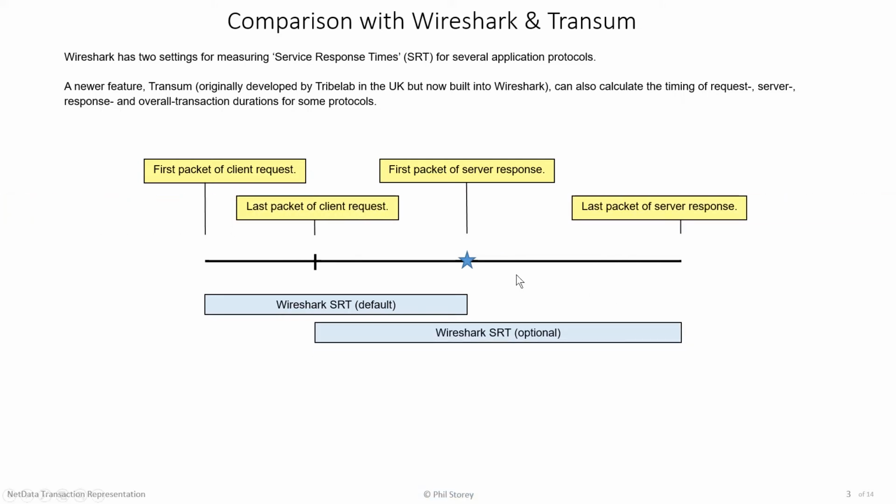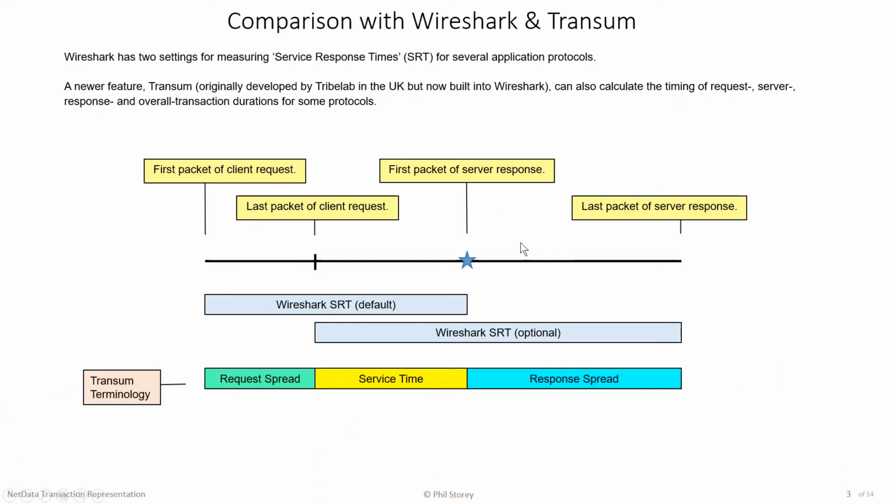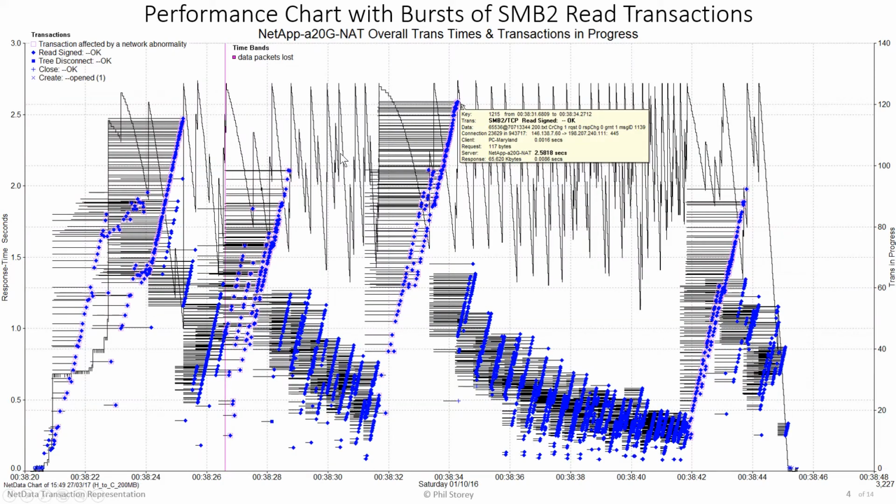You can change it in Wireshark to be the last packet of the request and the last packet of the response. Now Transum, which was put together by Tribe Labs in the UK and is now built into Wireshark, has a similar idea as NetData, and they call it request spread, service time and response spread. And you can actually get those figures for some protocols in Wireshark. And they call the whole transaction the APDU response time. Why is displaying transactions like this so powerful? It's because we can end up with charts like this.